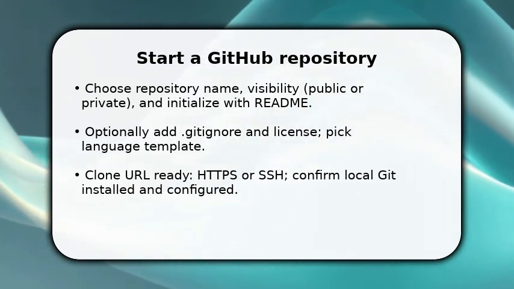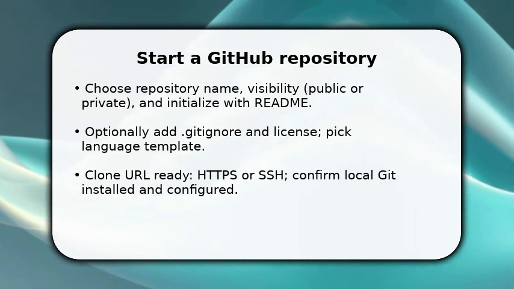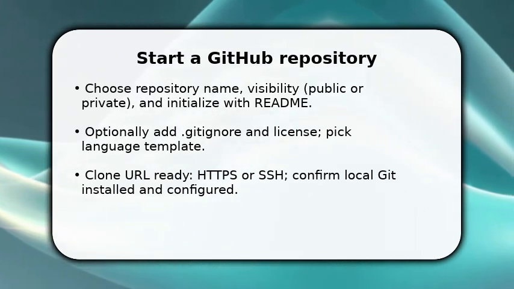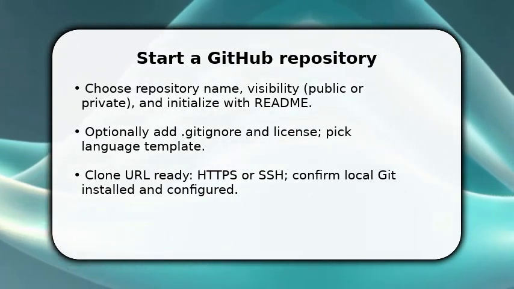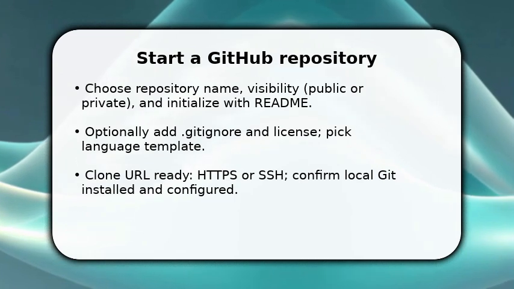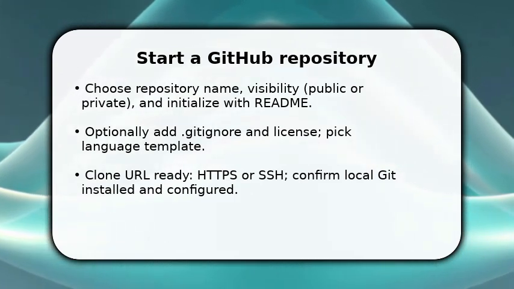Make sure you have Git configured locally with your name and email. Then copy the HTTPS or SSH clone URL so you can pull the code down immediately and start committing changes.